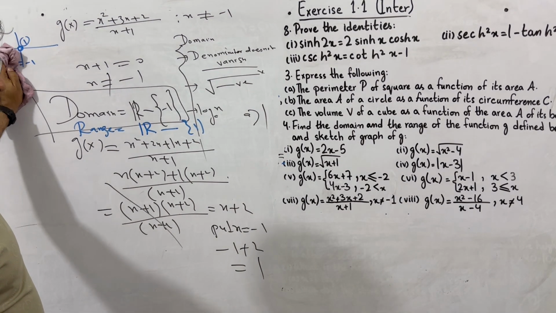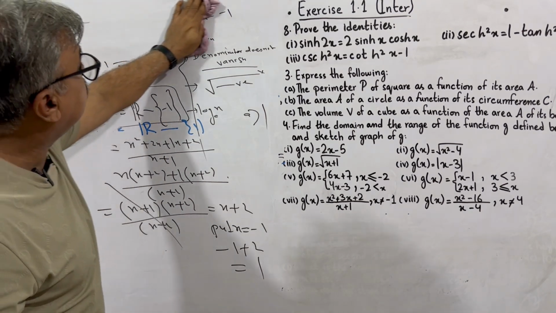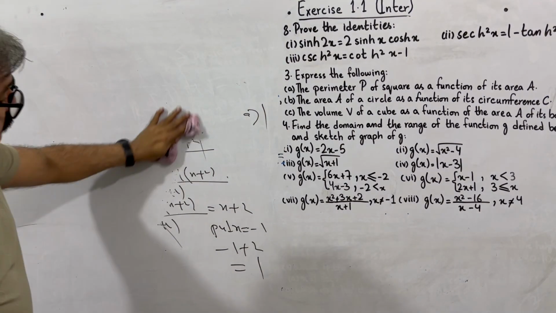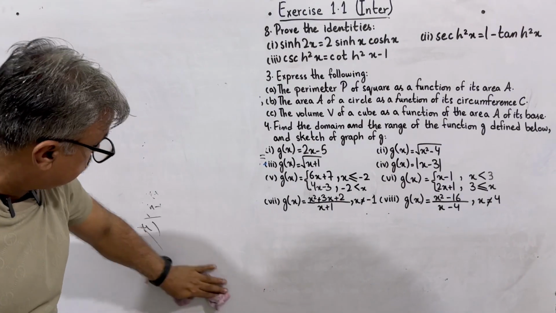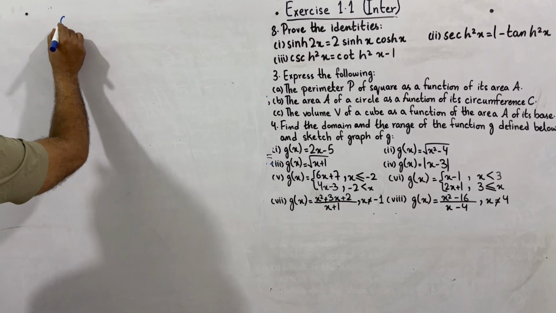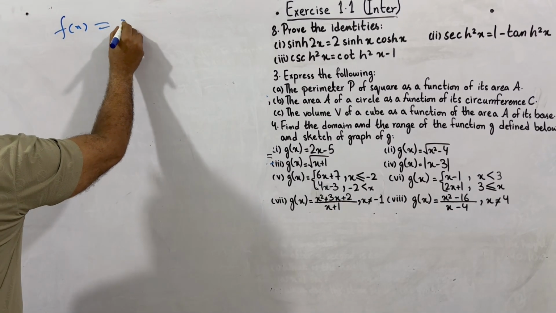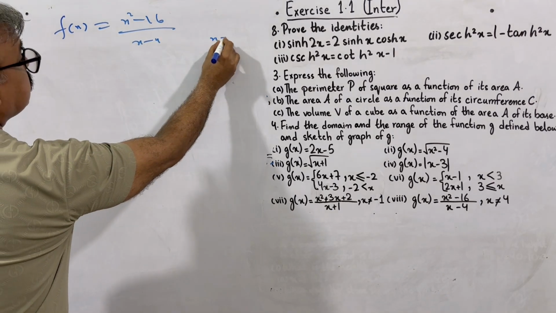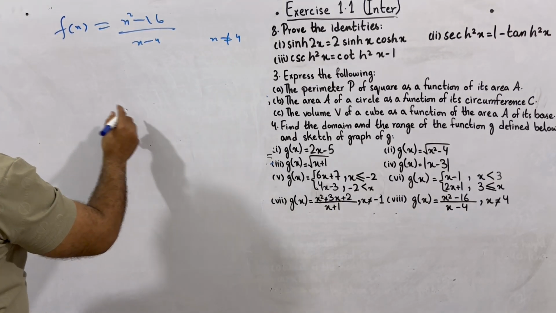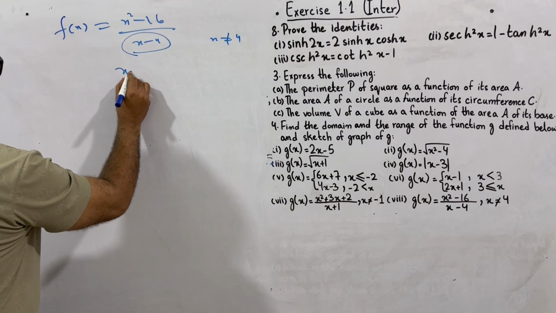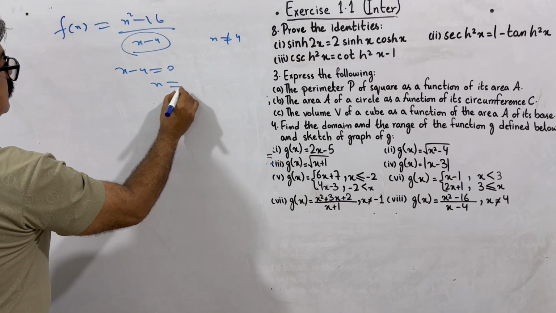It is also a simple one. It is a very traditional question. It is also a jump at x equal to 4. Let's see and find out how. Our function is f of x equals x squared minus 16 over x minus 4. For the domain, we take the denominator, x minus 4 equal to 0. So x is equal to 4.